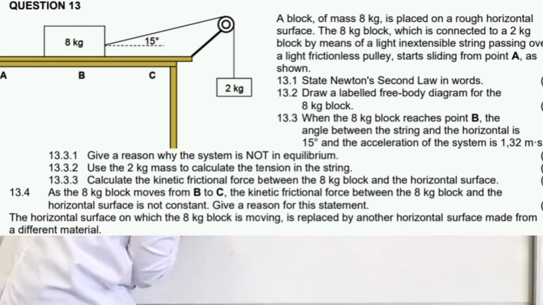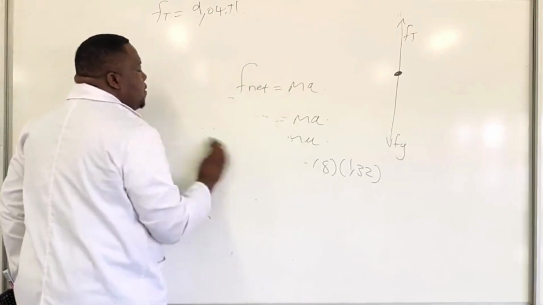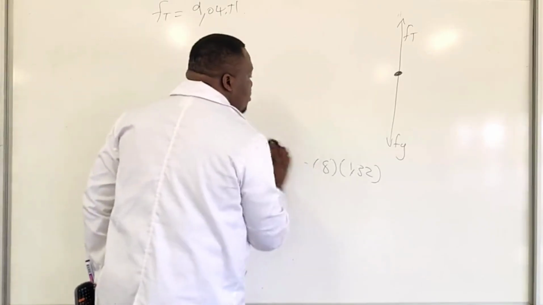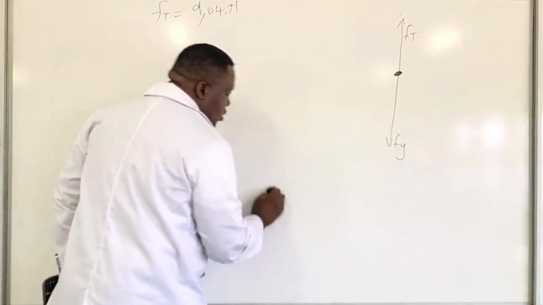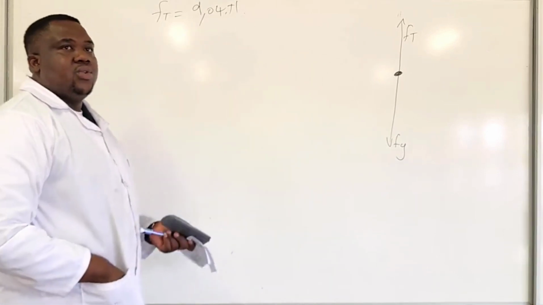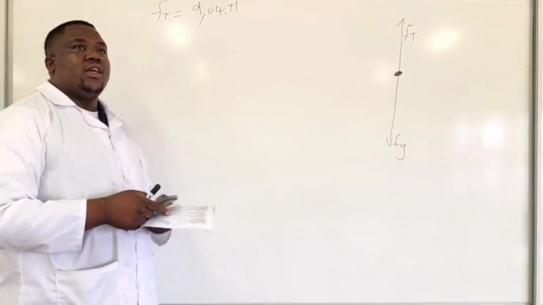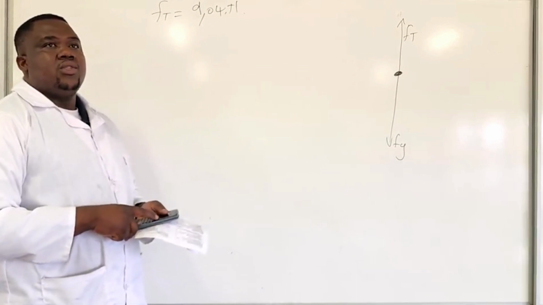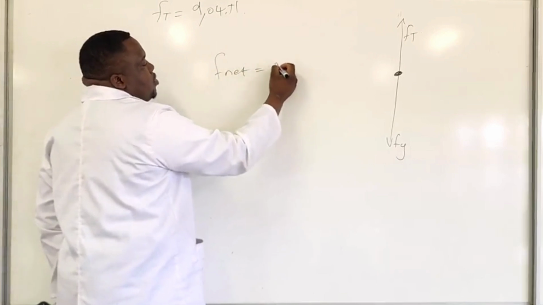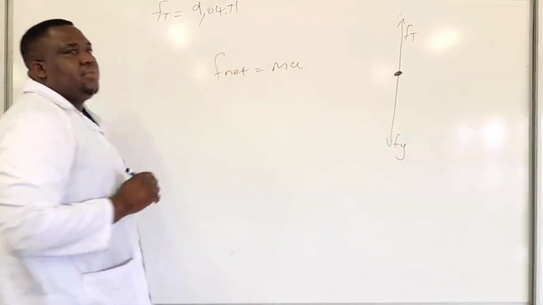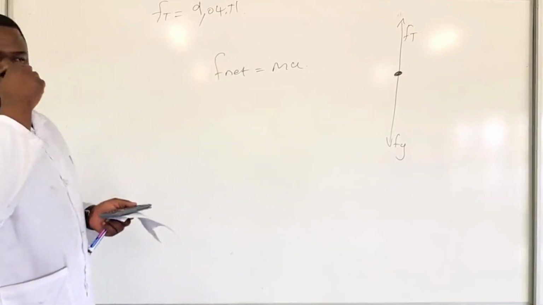Let us erase this and we deal with the question of calculating the kinetic friction. The question wants us to calculate the kinetic friction. How do we calculate the kinetic friction for that one? It will be much easier. We're going to use the formula F net is equal to MA. Kinetic friction simply means friction. Do not be confused.